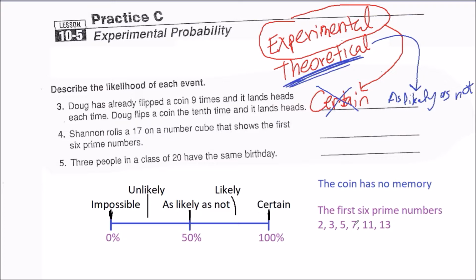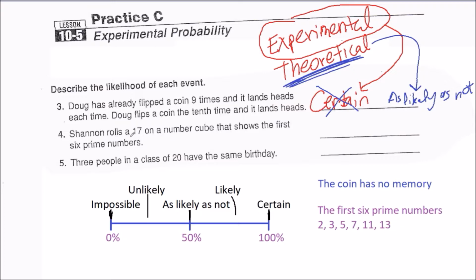6 is not because 6 can be divided by 2 or 3, 7 is a prime number, 8 is not because it can be divided by 2 or 4, 9 is not because it can be divided by 3, 10 is not because it can be divided by 2 and 5, 11 is, 12 is not, 12 has a lot of divisors, 2, 3, 4, 6, 13 is another prime number.